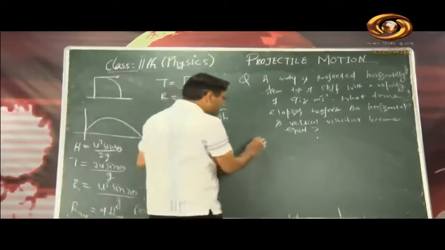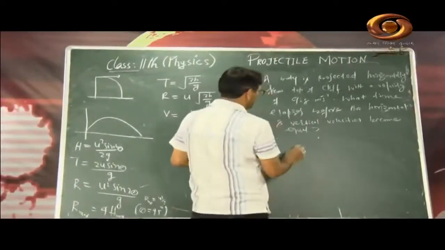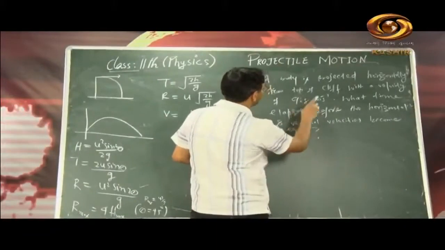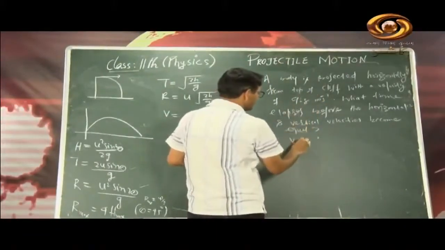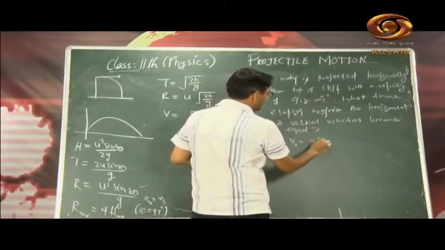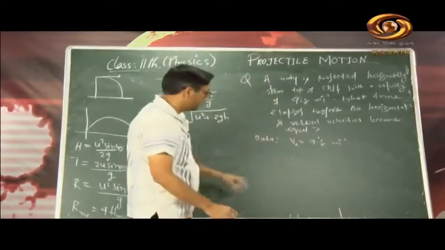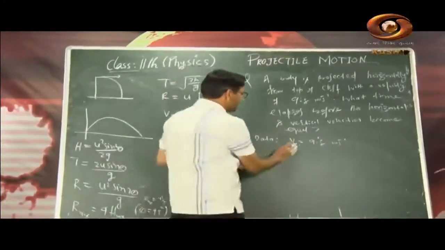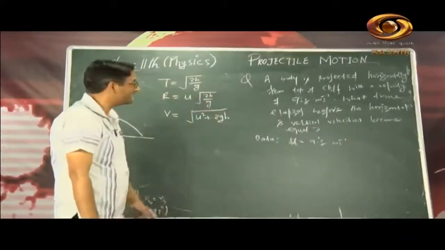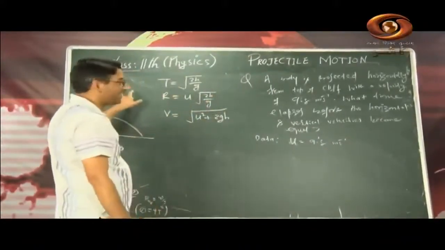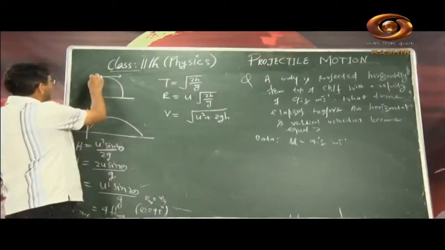So the data given is like this. The body is projected horizontally from the top of the cliff with a velocity. The horizontal velocity is given, so Vx is 9.8 meter per second. So this is the initial velocity along the x-axis. One more thing, my dear students, please try to understand. This question has been set from the projectile launched horizontally from some height, and because there is a cliff, there is a height.